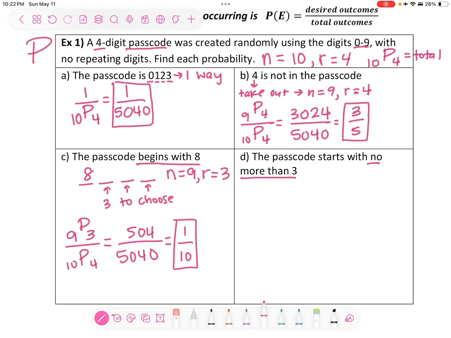No more than 3 means it could be 3, but it can't be more. So it could go down. It could be 2 or 1 or 0, right? Those are our options. So there's 4 options there. Now let's look at this visually.